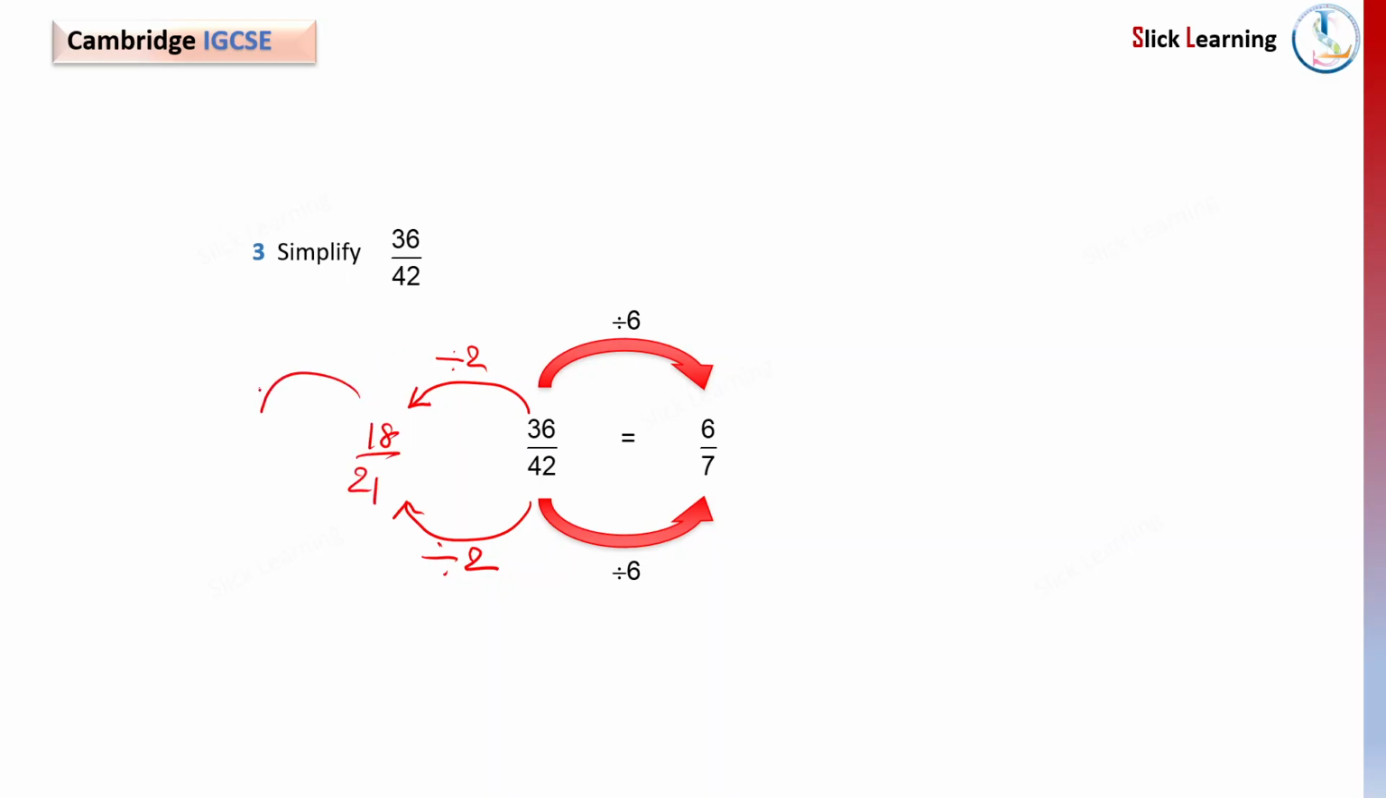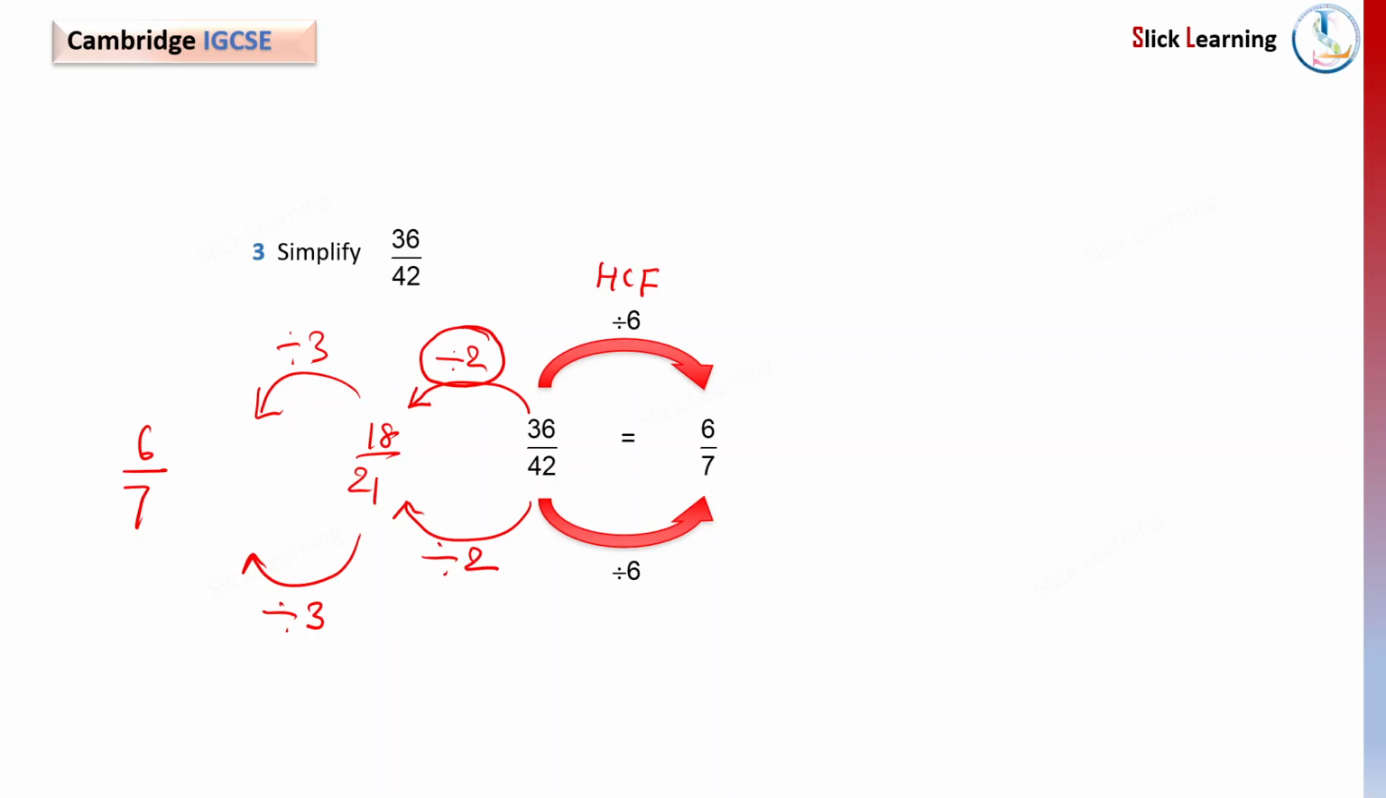Again you are finding there is another common factor, that is 3, so you are dividing by 3 again, and you get 6 over 7. In this case we are dividing by the HCF, the highest common factor, in one step. In one step we get 6 over 7, that is the simplest form. But here we are dividing by the possible factors and getting the same result in multiple steps.